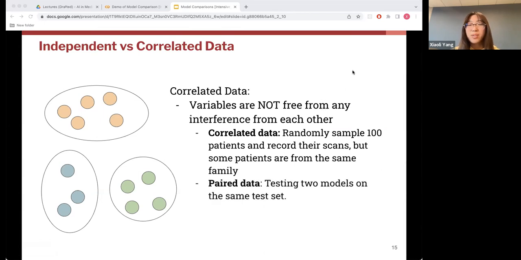Another more specific example is paired data. That is testing two models on the same test set. For each subject in the set, we are generating two metrics, one from each model. That means metrics are correlated in pairs. So in this case, we also have correlated data.